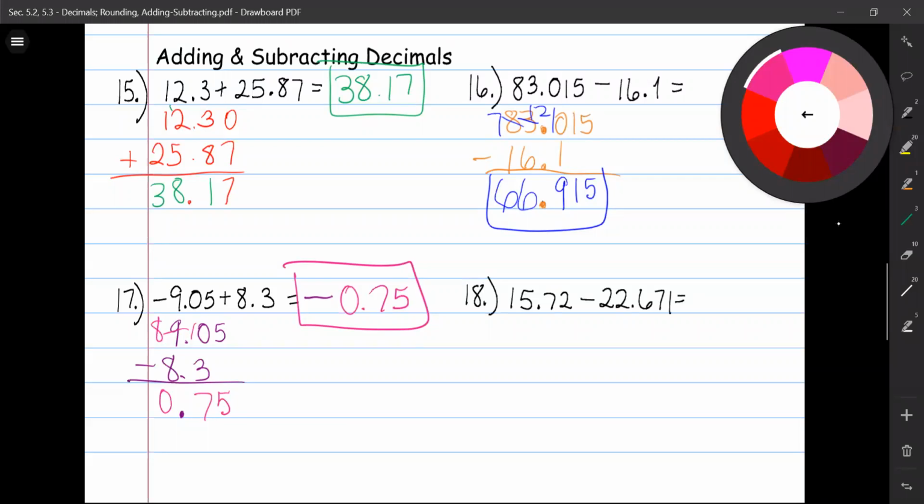All right, so for number 18, would my answer be positive or negative? Negative. And to figure out the rest of it, I'm going to do 22.671 minus 15.72.